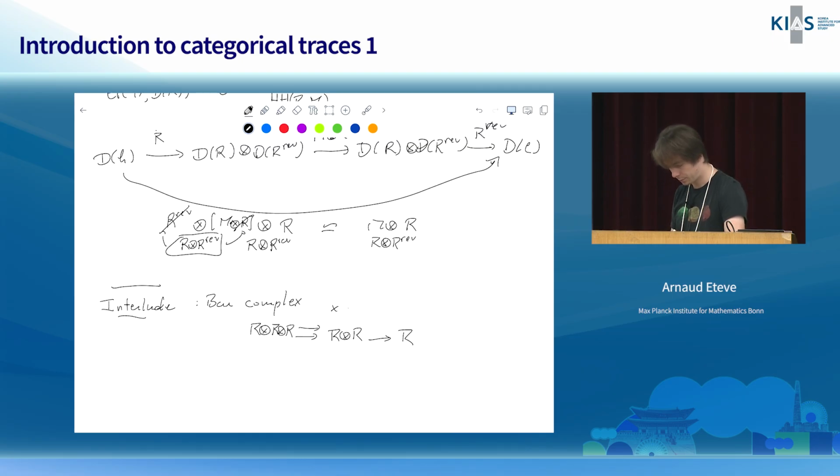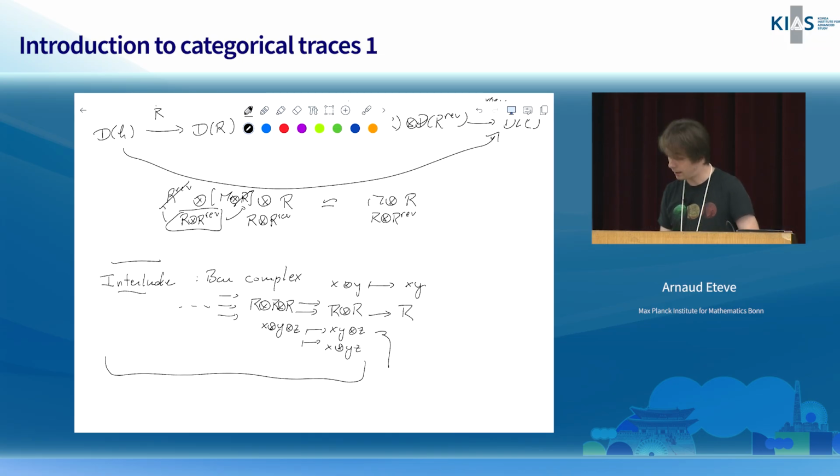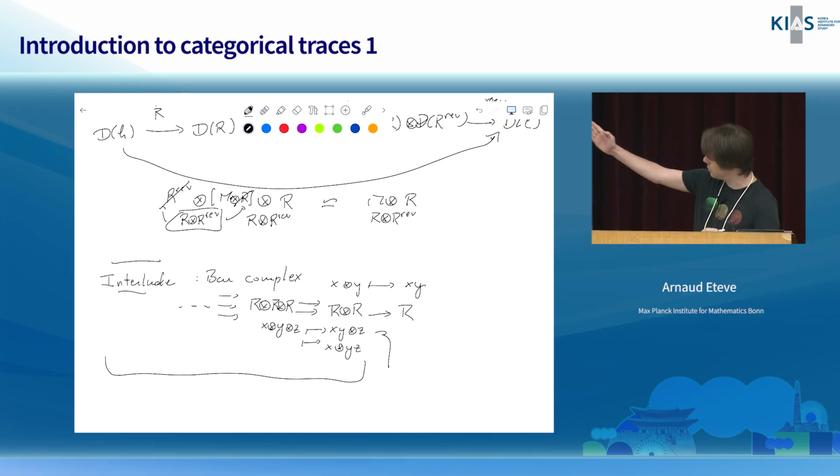Okay, and this first map is just multiplication. And these two maps here, X tensor Y tensor Z to XY tensor Z and X tensor YZ, and so on. So that is my simplicial object. That is the augmentation. And in terms of complexes, this gives you a resolution of R as an R bimodule.